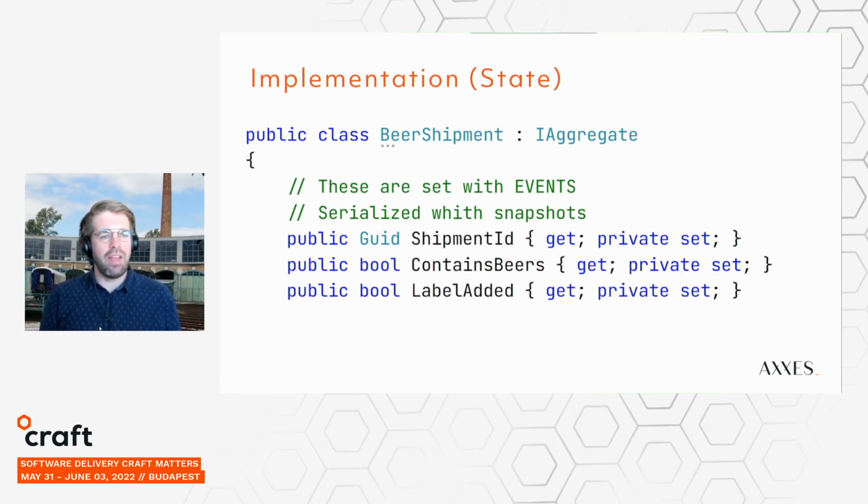So if I'm implementing an aggregate, all the state that we're going to hold is just going to be simple properties or fields inside our aggregate implementation. So this is very straightforward. I'm sure you've seen this before. Just remember that we're only going to set these with the events, right? And we're going to want to serialize all these fields when we take a snapshot, because this is state that we're going to want to recover.